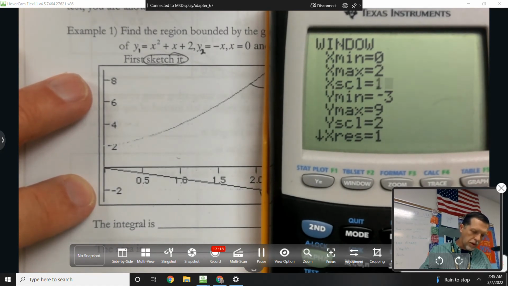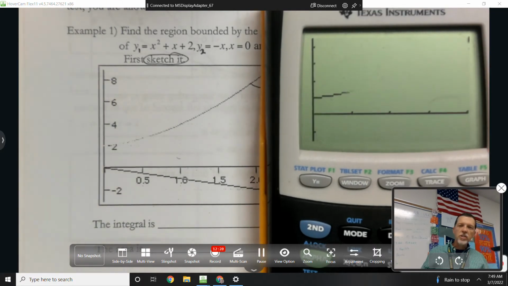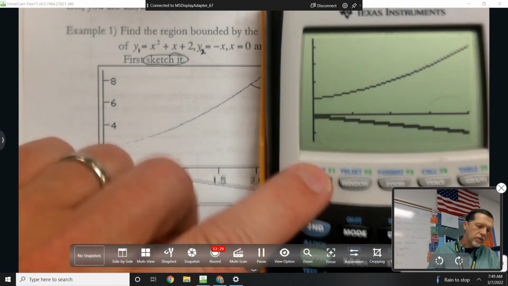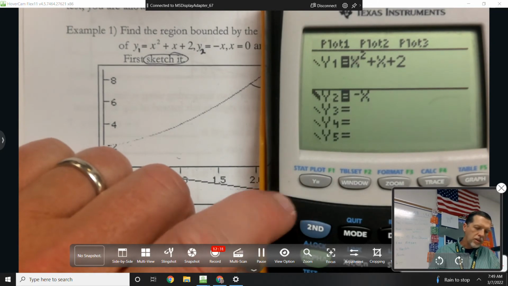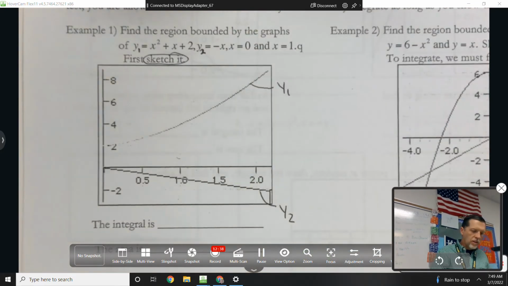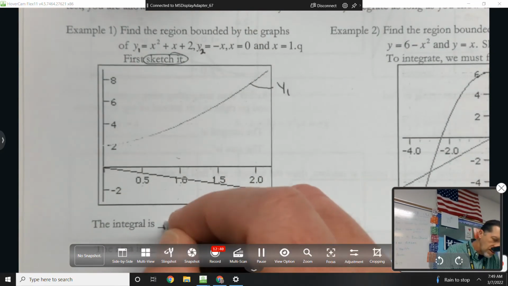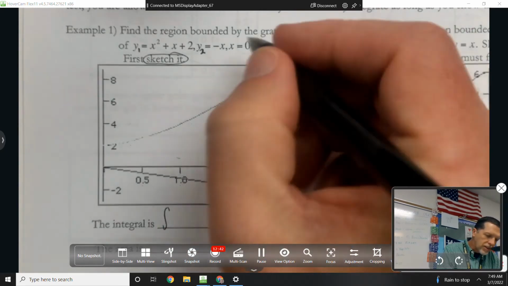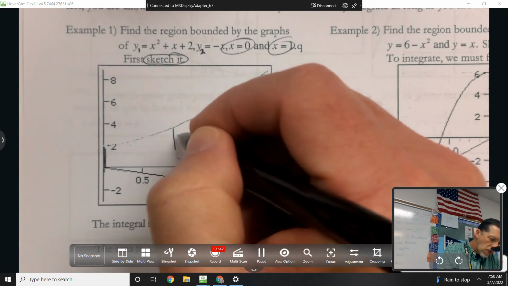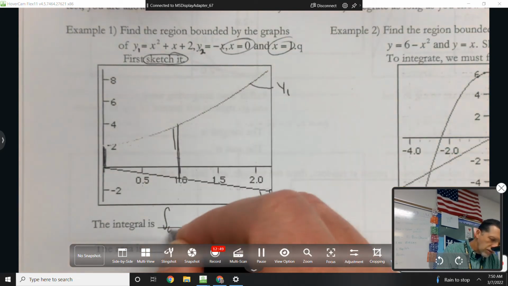Really make it match the picture on the... So now it's clear that you were right. Of course you were right. This wasn't a hard one. The parabola is the top one. The line is the bottom one. So the integral is, well, it's said from 0 to 1. So from 0 to 1.